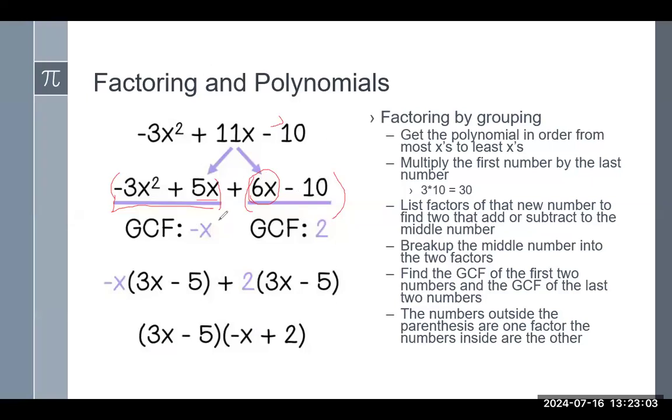And you know you did it right if you've got the same pair here and here. Now we've got -x and +2. Combine them into one term. Now you have -x plus 2 times 3x minus 5. Simple.